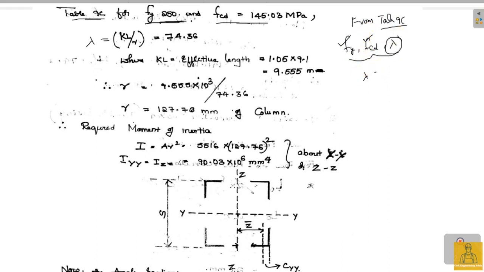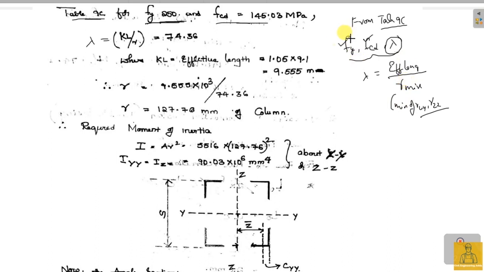So you know lambda is nothing but effective length by R minimum. So what is R minimum? It is minimum of R YY and RZZ. But in this case, we have seen RZZ is equals to RYY. So minimum value is just RYY or RZZ. So just simply write R, radius of gyration. And effective length 9.1.